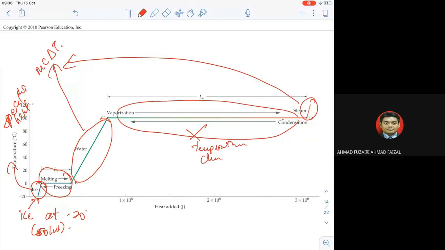No change in temperature. Sama juga dengan bawah. Tak ada. But this is the part where you must use a latent heat. So latent heat, kena tahulah. Okay, latent heat yang mana.